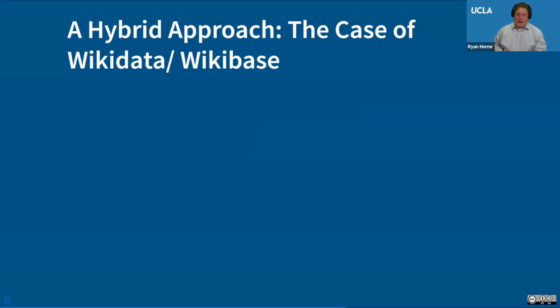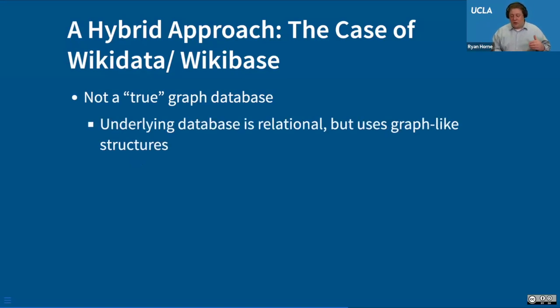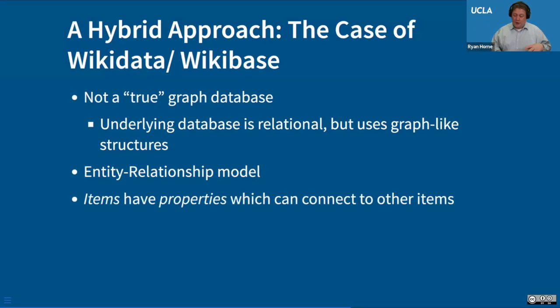Go and explore it. Wikidata has actually become right now the largest collection of linked cultural heritage data the world has ever seen. So think of Wikidata, Wikibase as taking Wikipedia and making all of its information into a linked database. But it's not quite a graph database. It's not a true graph database because underneath the hood it's still based on a relational database. But what it does is use graph-like structures to describe how things are related to each other. And so it's based on the entity relationship model, where there's an item which has properties that can connect to other items.